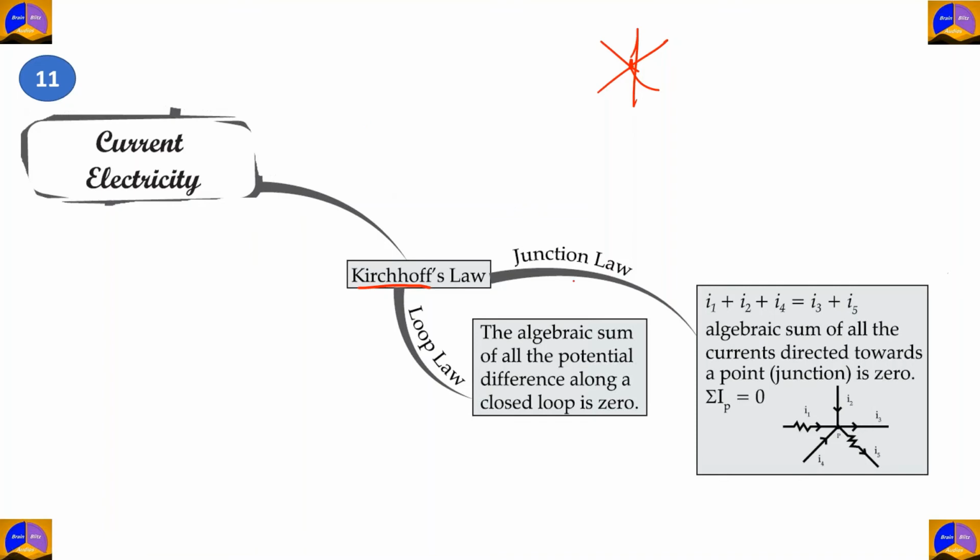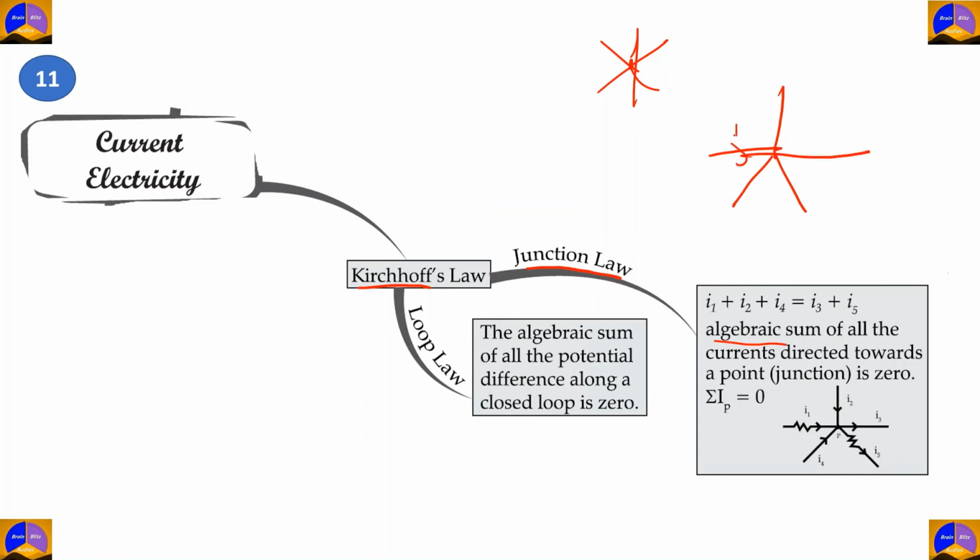The first of these laws is known as junction law. Now, the statement here says that the algebraic sum of all the currents directed towards a point or junction is 0. That means sigma I at the point P, sigma of the currents at the point P will be equal to 0. Let's look at the situation. So let's try to recreate that diagram present.